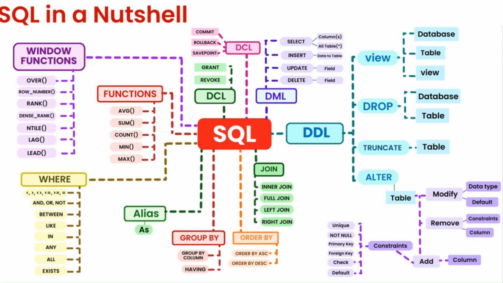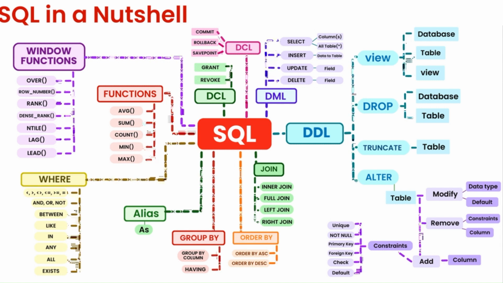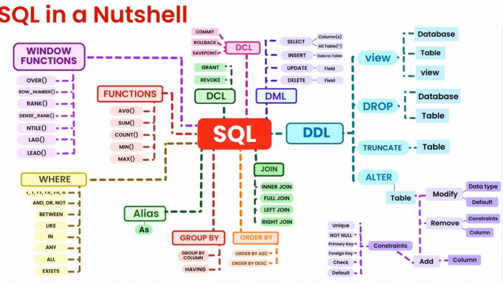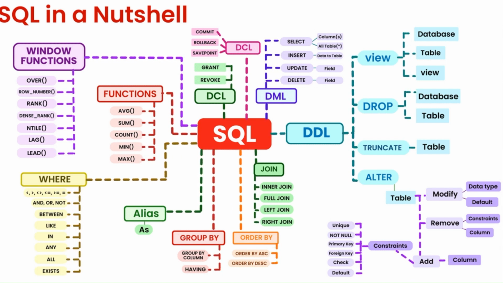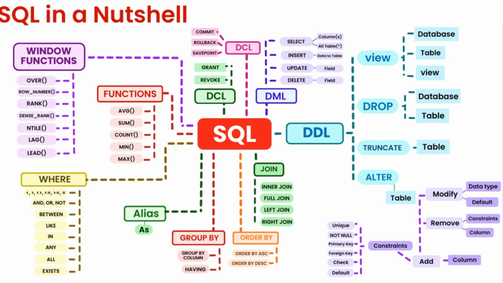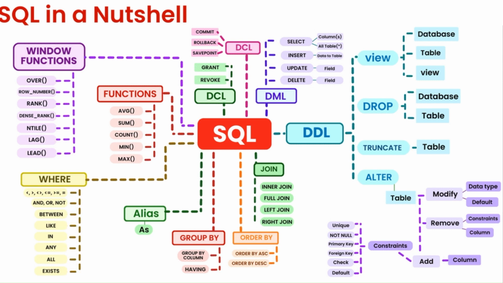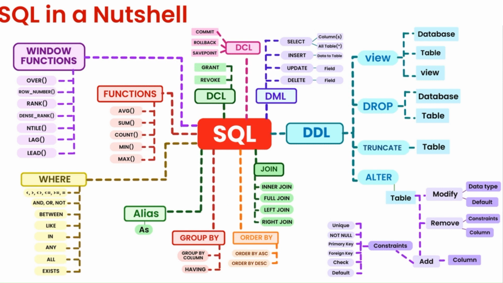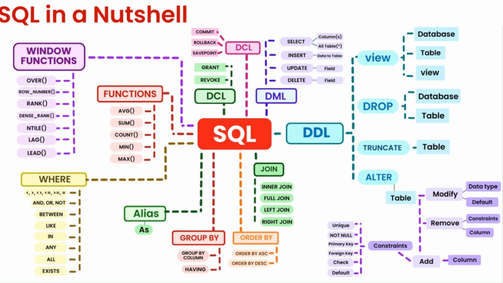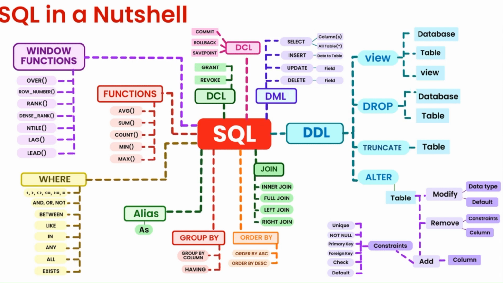We'll move to TCL, sorry, it's actually TCL, transaction control language. Transaction control language comes on top of the column, under the nutshell. So commit, rollback, savepoint. So TCL means transaction control language.